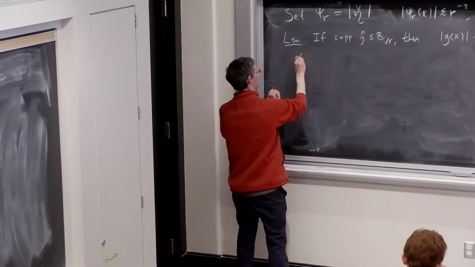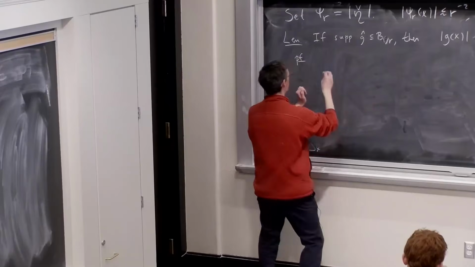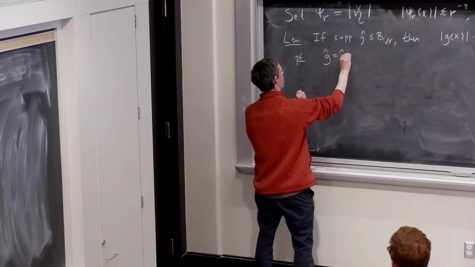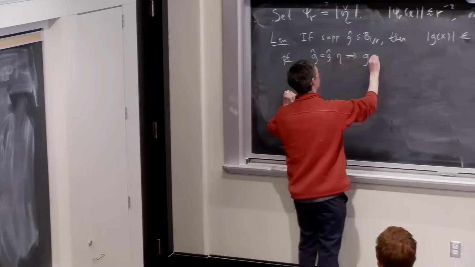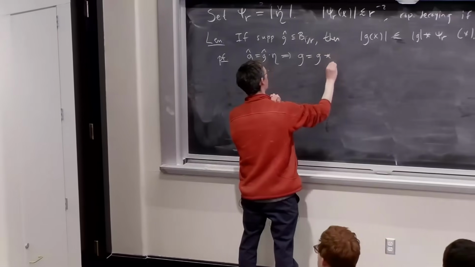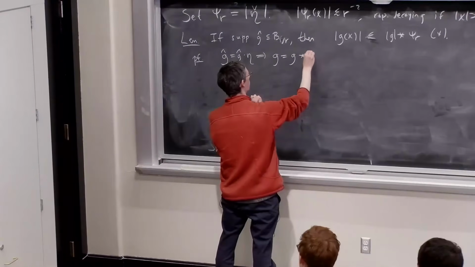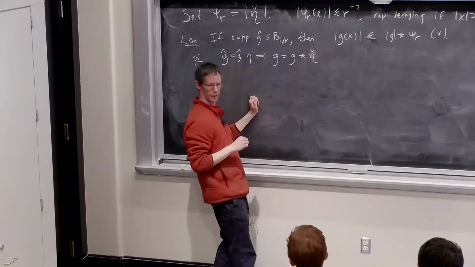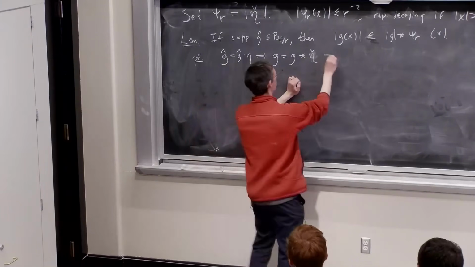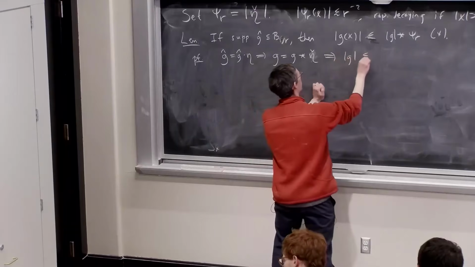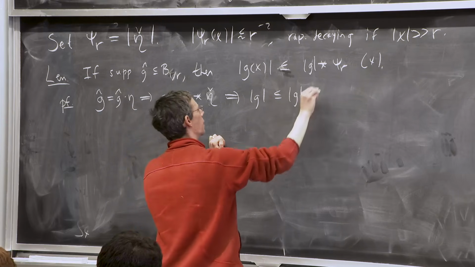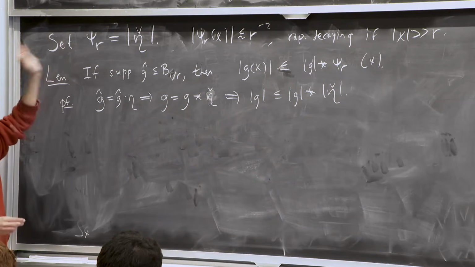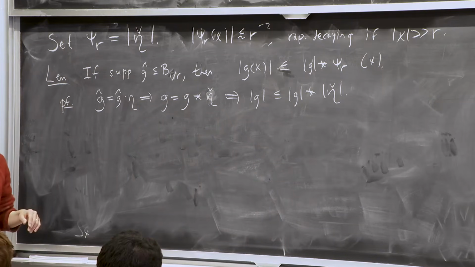And the proof is basically just what we have. So we started with g hat is g hat times eta. And so g is g convolved with eta check. Now take the triangle inequality. The norm of g is less than or equal to the norm of g convolved with the norm of eta check. And that's the proof. The norm of eta check is called psi r.